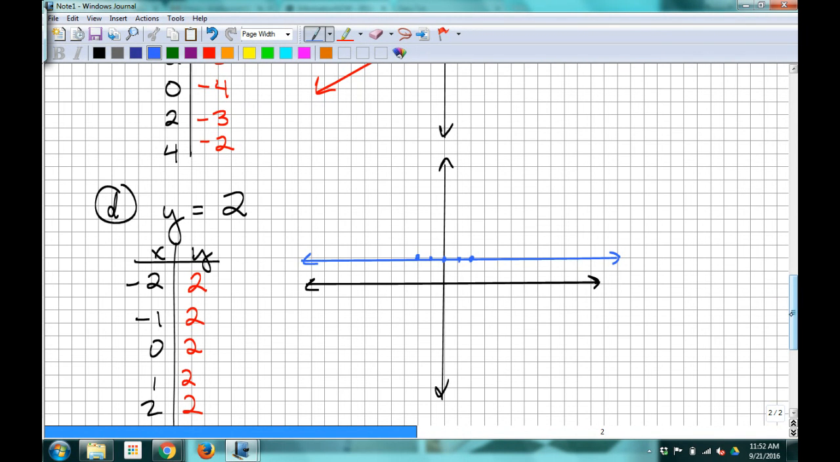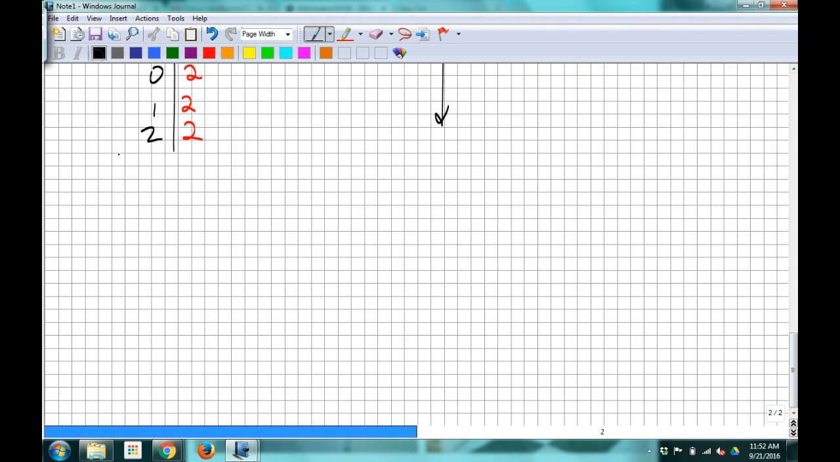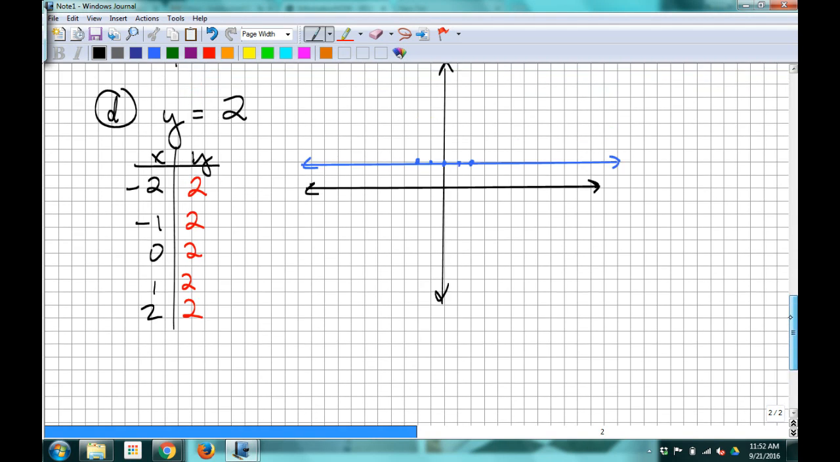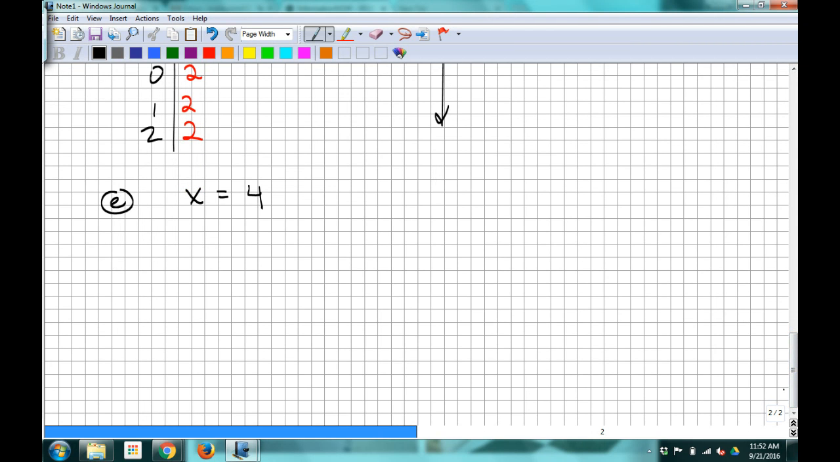Okay? Yeah, there is one. That's good. You're reading my mind because that's the next example. What if it's x equals 4? Something like that. If I think about the table for that, what's it telling me x has to be here?